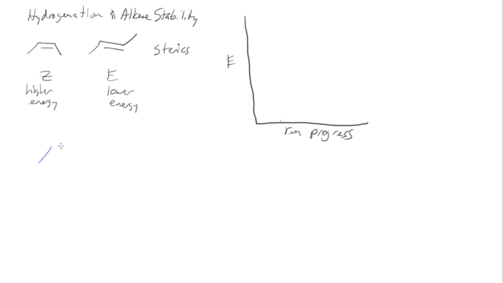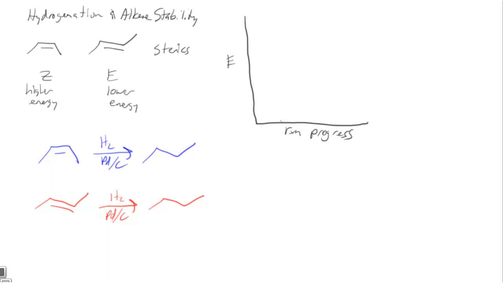And I'll draw two reactions. First, I'll start with the Z-alkene being reduced by H2 and palladium on carbon to give butane. So this is Z-2-butene, and it gives butane. And then I'll do a red reaction of the E-2-butene with H2 and palladium on carbon, and that reduces to the exact same molecule, butane.